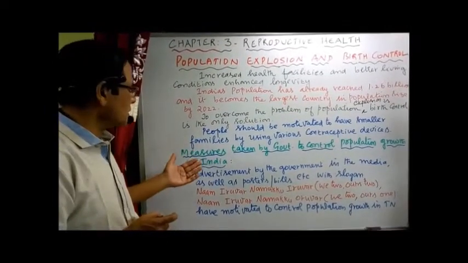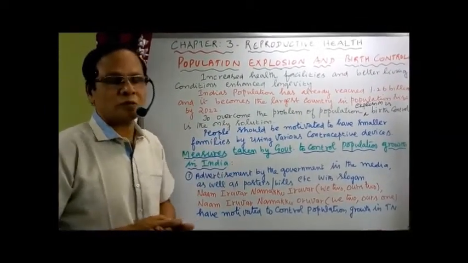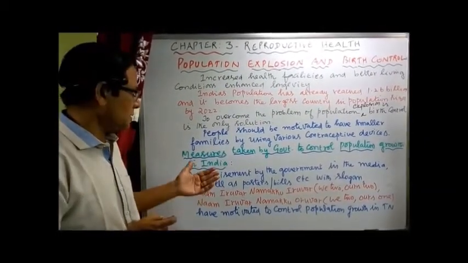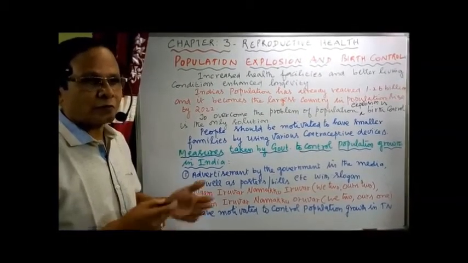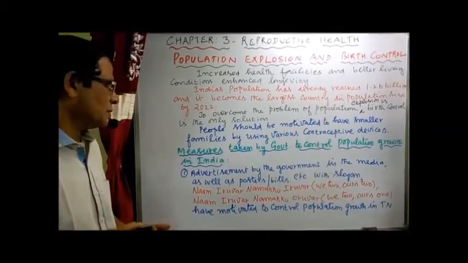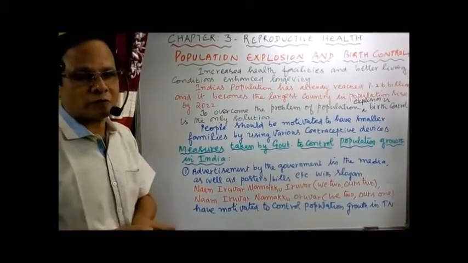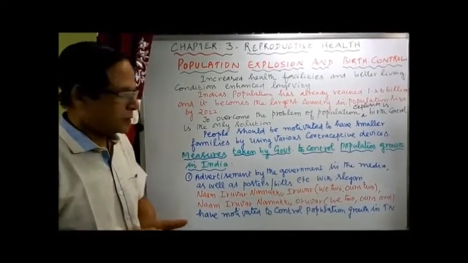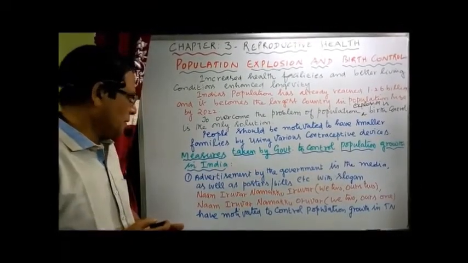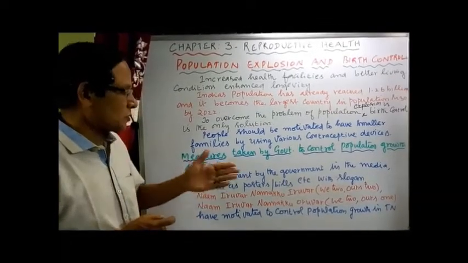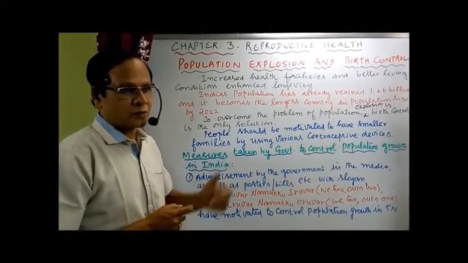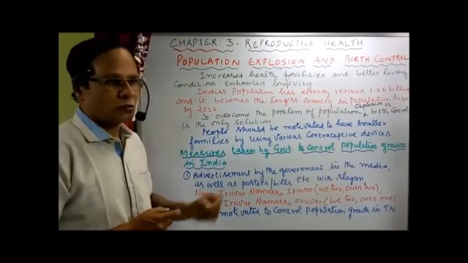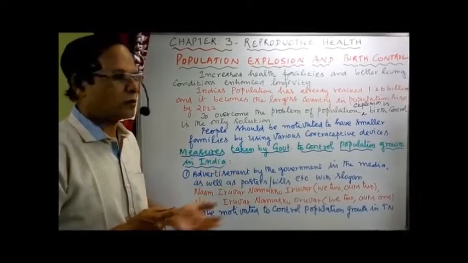Now, what are the measures or steps taken by the government to control population growth? That is in India. Number one, advertisement. That is by the government, in the media, in the form of posters, bills, etc. With the slogan, Nam Iruvar, Namakirvar, we two, ours two. Again, now it is being reduced, we two, ours one. That is a slogan created by the Tamil Nadu government to control the population growth in Tamil Nadu.